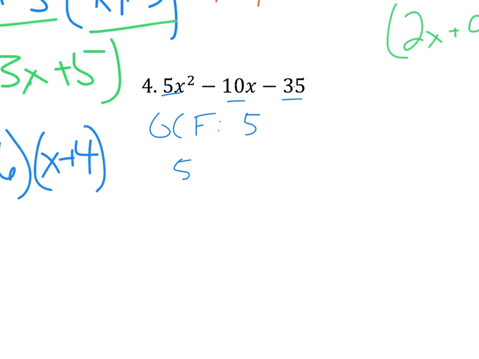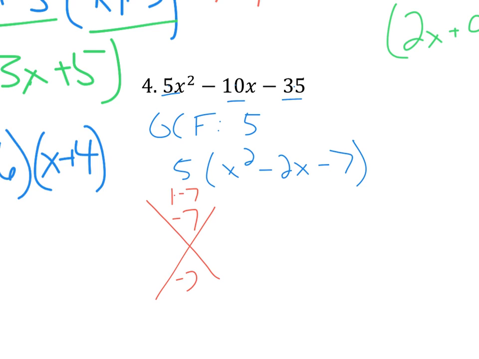And that leaves us with 5 times x squared minus 2x minus 7. And as I'd said in the previous lesson on factoring a GCF, we would get to the point where we'd factor that out, which we will do now. Now my a is 1. My c is -7, so we get -7 there. My b is -2.